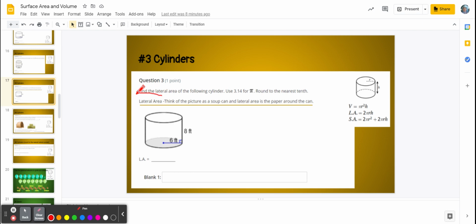So like if we're looking at this one, I just want to know what would go around that soup can. So 2 pi and then the radius and then 8.